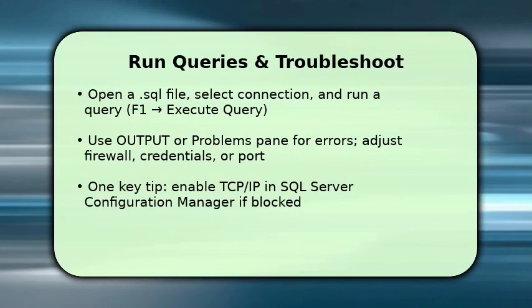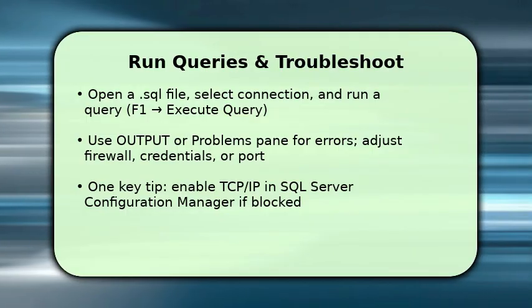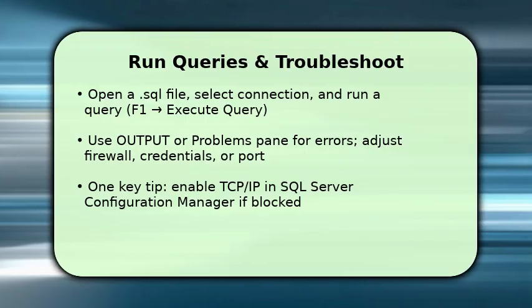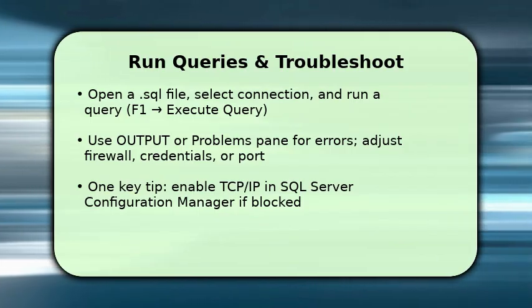To finish, open a new SQL file, pick your saved connection from the status bar, and execute a simple select to confirm functionality. If you see errors, check the problems or output pane for precise messages, then address the root cause. Common fixes include firewall rules, wrong port, or disabled TCP/IP on the server.